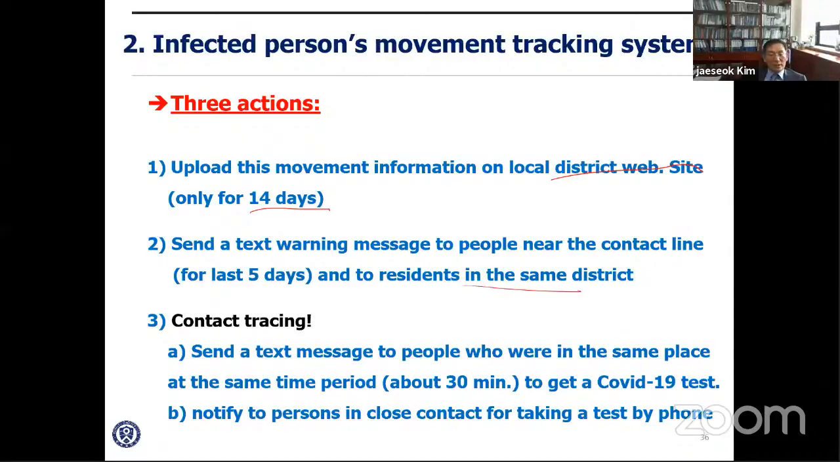The final one is very important. We send a text message to people who were in the same place at the same time period, which is about 30 minutes, to get a COVID test. We also notify persons in close contact to take a test by phone.